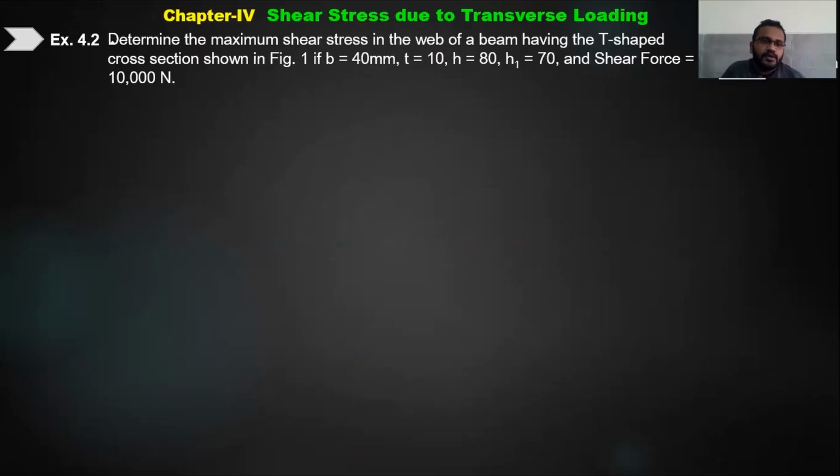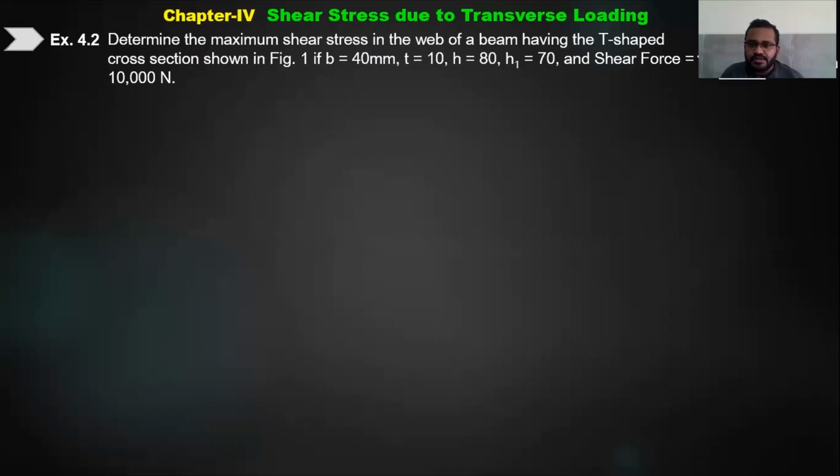So determine the maximum shear stress for the web of a beam having T-shaped cross section. As shown in figure, I have not drawn the figure. The B is given as 40 mm, the thickness is 10 mm, height is 80 mm, and H1 height is 70 mm, and shear force is given.